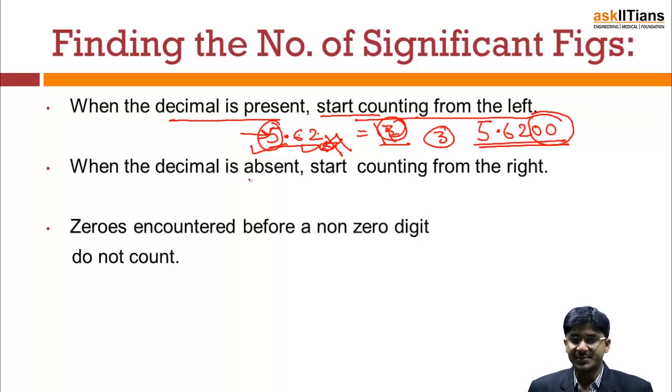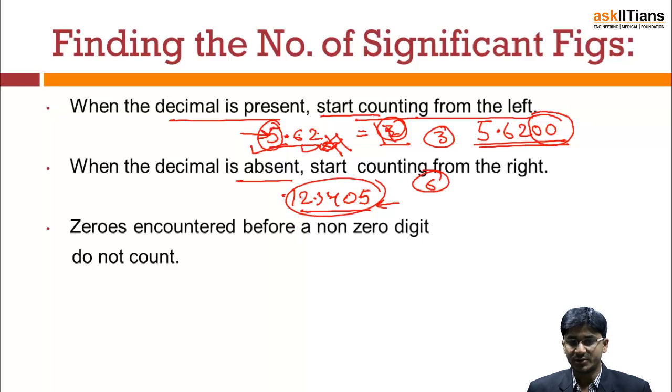Now when the decimal is absent, so it's like 1, 2, 3, 4, 0, 5, start counting from the right. You have to start counting from the right. So this is 1, 2, 3, 4, 5, 6. These are 6 significant digits. Why from the right? It's because something is written like this. You don't have to count these 2 zeros. If you start counting from here, you will count these 2 also. So when we are measuring for non-decimal numbers, you have to measure from the right, count the number of digits.